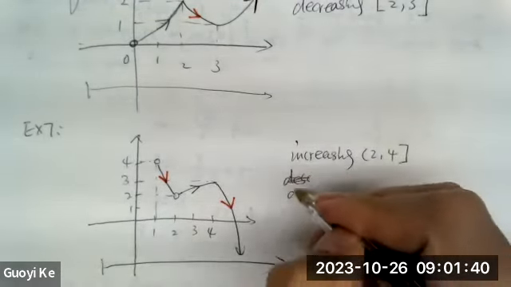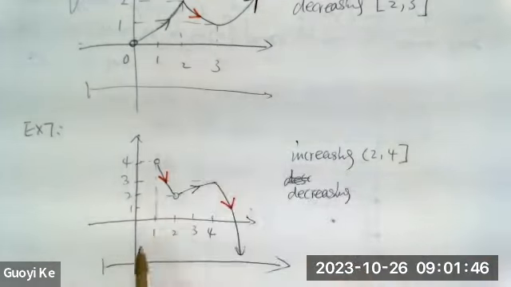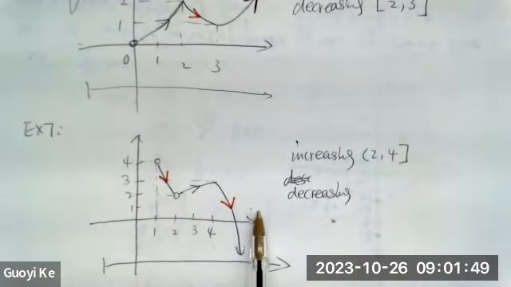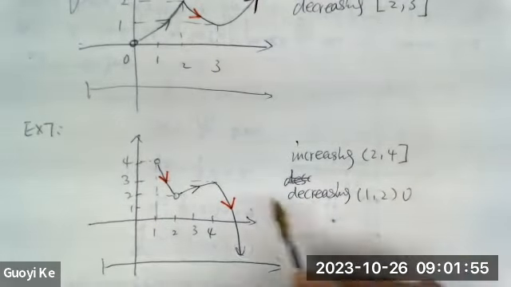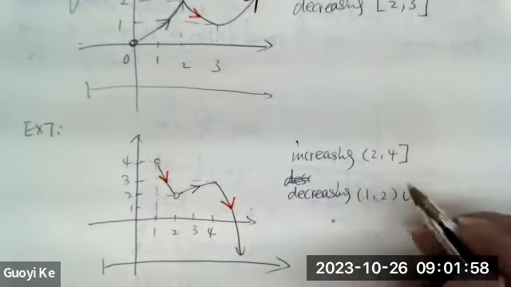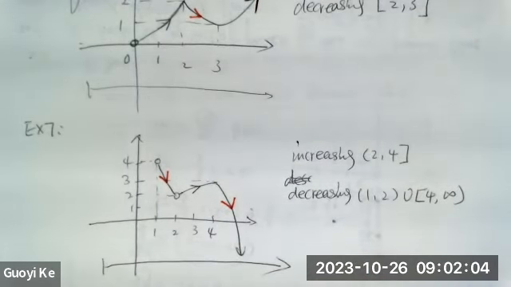Decreasing means down arrow. We have 2 parts, this guy and this guy. This guy is from 1 to 2, union, and this guy is from 4 to infinity. Does that make sense? So be careful. The increasing, decreasing, constant is always about x values. I'm pretty sure some of you guys may make a mistake with the y values, so be careful about that.